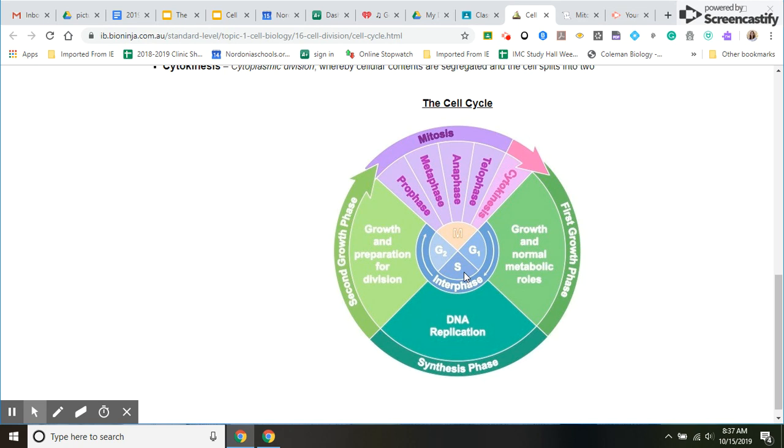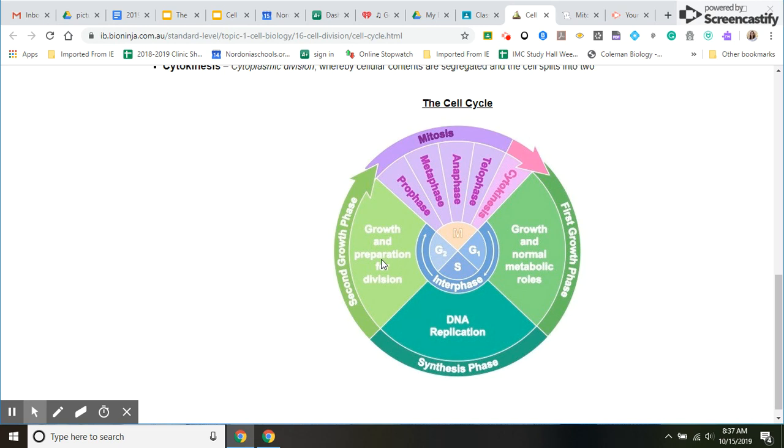S stands for synthesis. So synthesis means to create. So what we're going to create is a copy of every single chromosome. When we make those copies of the chromosomes, we're going to hold those identical copies or sister chromatids together at what's called the centromere. Those two identical sister chromatids are held together at the centromere so that we don't lose those copies. So once the DNA has been copied, the rest of the cell starts to prepare for cell division, and that's what happens during G2.